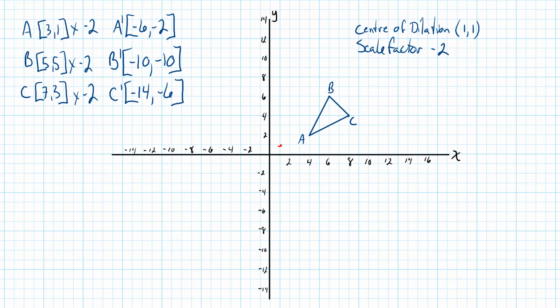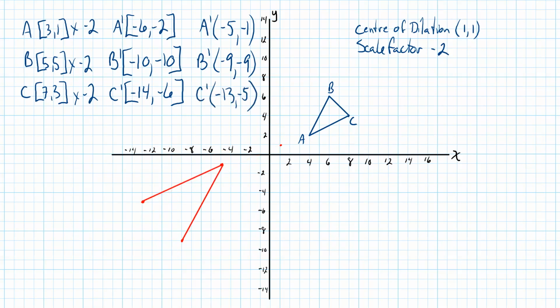So to get to A prime, we're going to start at the center of dilation, and this time we're going to go -6. So we're moving to the left 6 spaces, which takes us to -5, and then down 2, which takes us to -1. For B prime, we're going left 10 spaces, which takes us to -9, and then down 10, which also takes us down to -9. And to get to C prime, it says we're going left 14 spaces, which takes us to -13, and down 6, which takes us to -5.